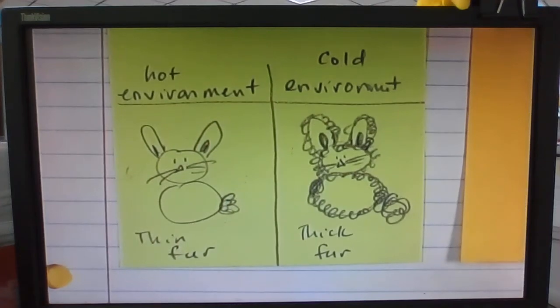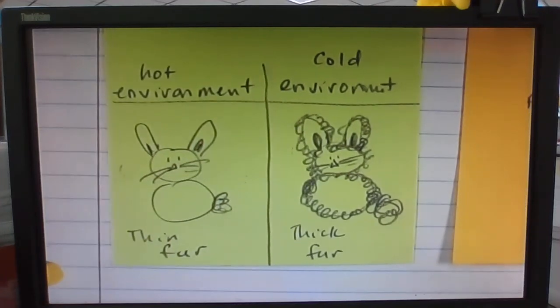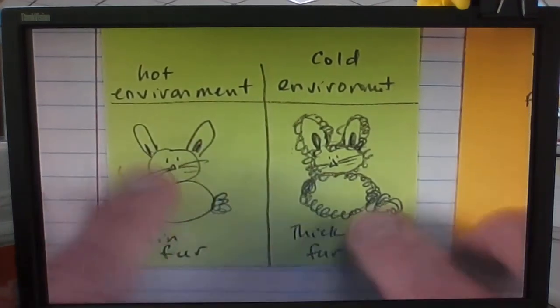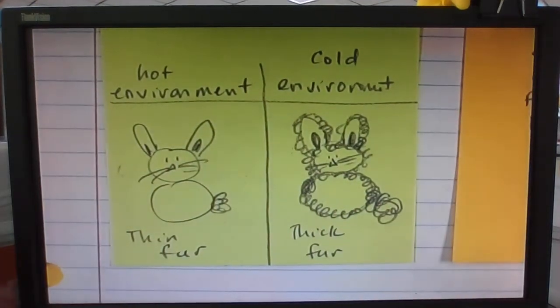Right? So, give yourself an example. Adaptation. Don't laugh at my bunnies. They're adorable. Hot environment, nature is going to select. Nature is going to apply pressure that you want thin fur. Colder environment, nature is going to select. It's going to apply pressure for thicker fur.